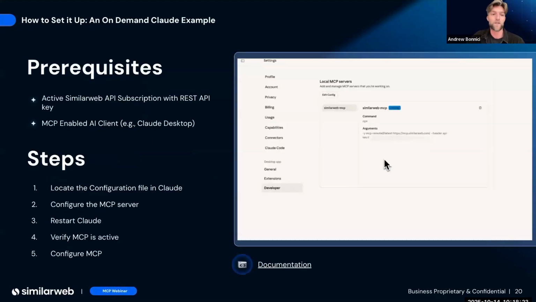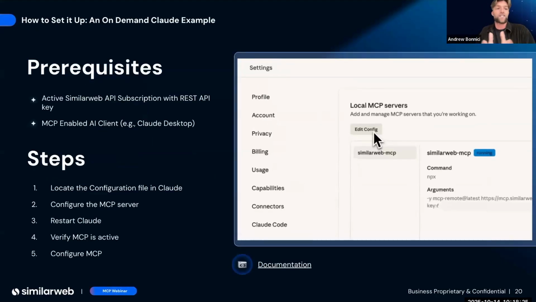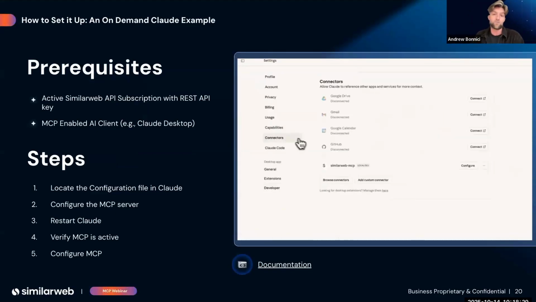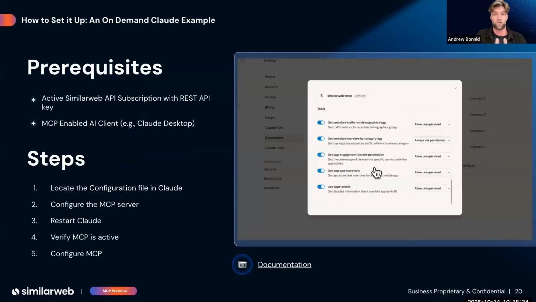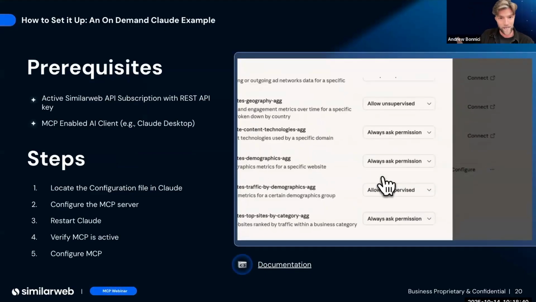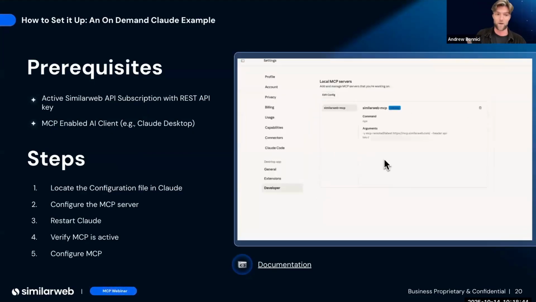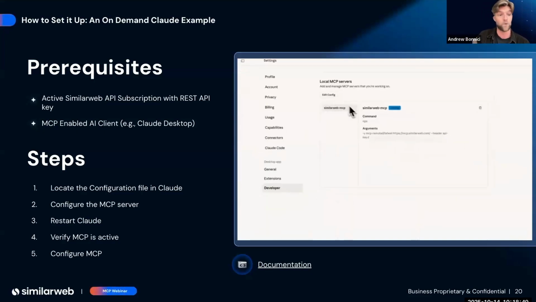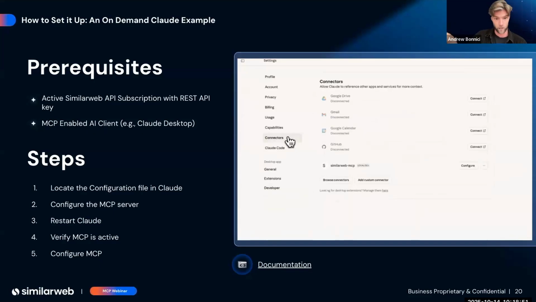So, I bet you're asking, well, how do I actually set this up? It's really, really simple to set up. There are, of course, a few prerequisites, but setting up MCP literally takes 5 minutes. I'll use Claude here to illustrate this. Your prerequisites are that you have an active Similarweb API subscription with a REST API key, and your MCP enabled AI client. You'll see Claude Desktop here in the video.